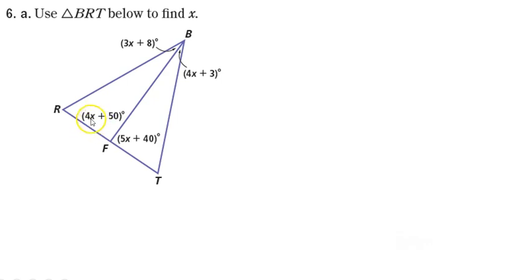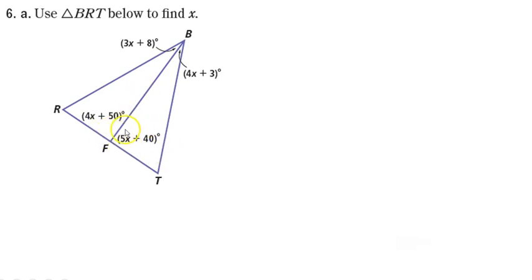But it turns out that this 4x plus 50 degrees is this angle right here, which appears to be a 90-degree angle, but we can't assume that. And this 5x plus 40 degrees is this angle right here, BFT, and the 4x plus 50 is BFR. It's not angle R or angle T, which is not very clear. If you assume that this is angle R and angle T, then the work we would do is completely different.